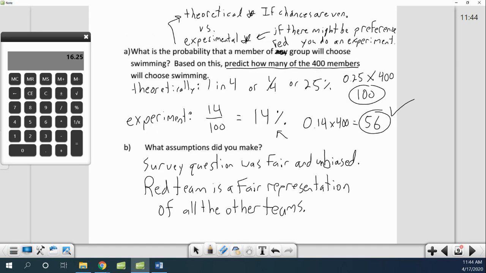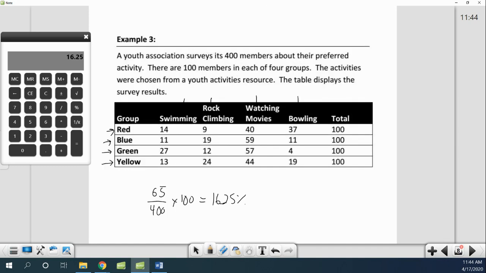If you look at the other ones, red team was close, right? 14, 11, 13. Those numbers are all pretty close. Our percentages would have been much closer if we would just use those three. But because green team was an outlier, because it was huge compared to the others, it's going to throw our numbers off.